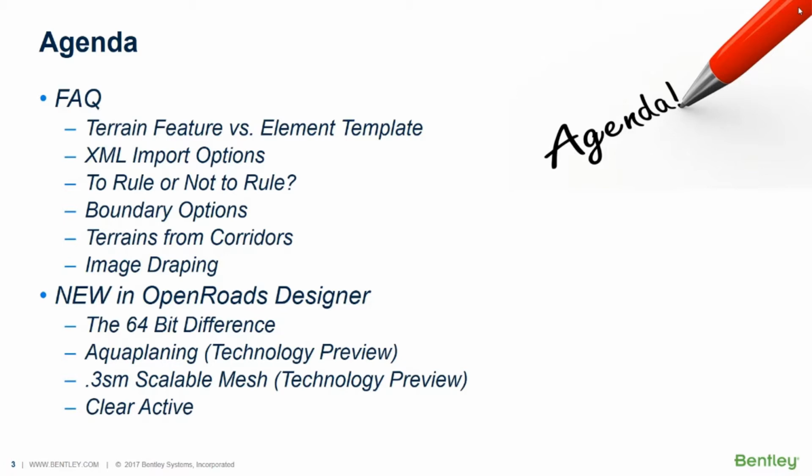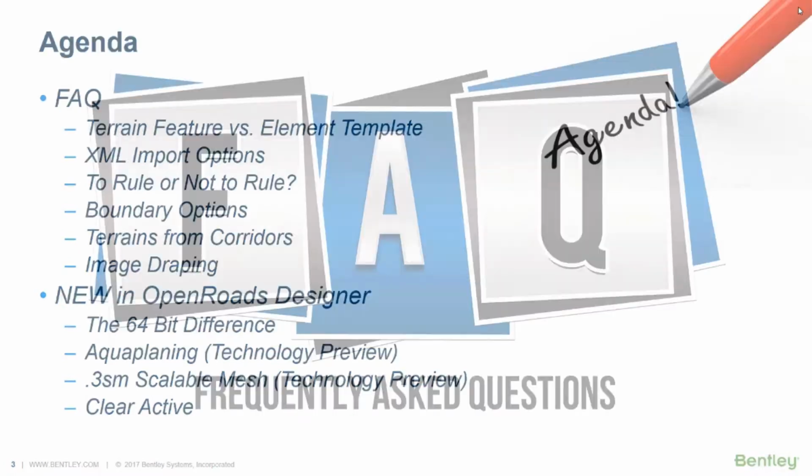And then at the end, we want to look at four new things in OpenRoads Designer. We want to look at the difference that 64-bit will be able to make for you. We'll look at a couple of technology previews, aquaplaning and the 3SM scalable mesh. And finally, a new command, clear active.